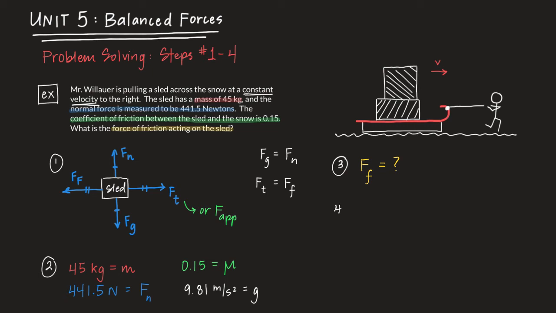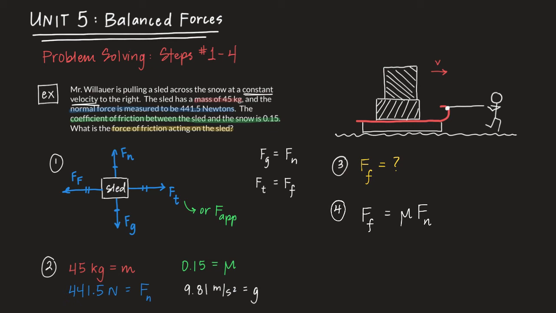Step 4 would be to pick an equation. So in this problem, if we're looking for the force of friction, there is a simple equation that we use to calculate the force of friction that we mentioned a long time ago. The force of friction is equal to that coefficient of friction multiplied by the normal force. So that would be our equation that we would use to find the force of friction.